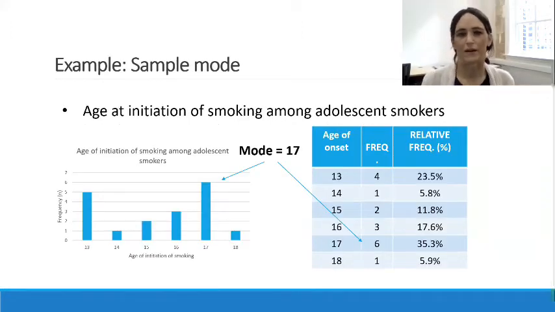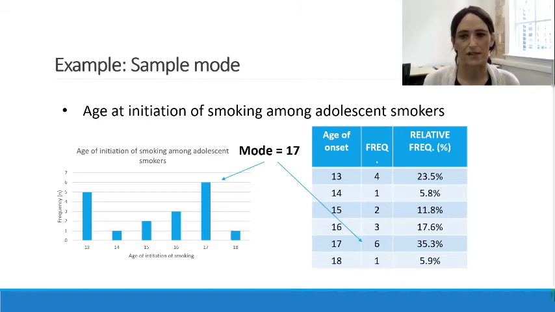So it can be hard to think about times where mode would be interesting, but here's one example. We have age at initiation of smoking among adolescent smokers. So these are kids who already smoke. What age did they initiate? So the mode here is the value 17, age 17, where we have the highest number of individuals who reported smoking at that age. Notice there was also a relatively high value for age 13, but our mode here would be age 17, which had the most commonly occurring value.